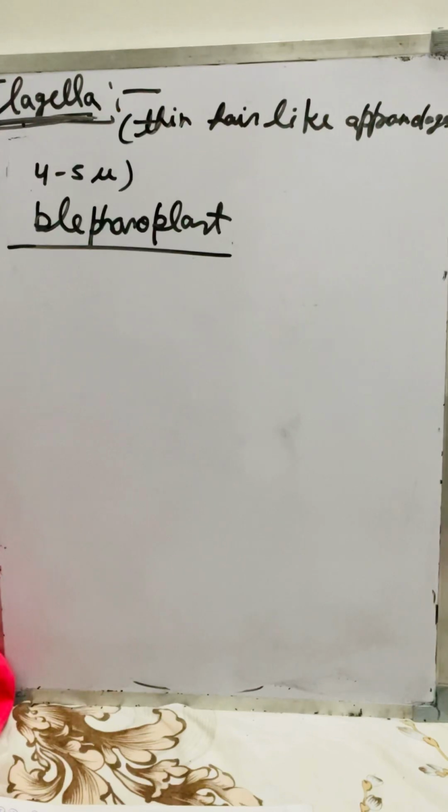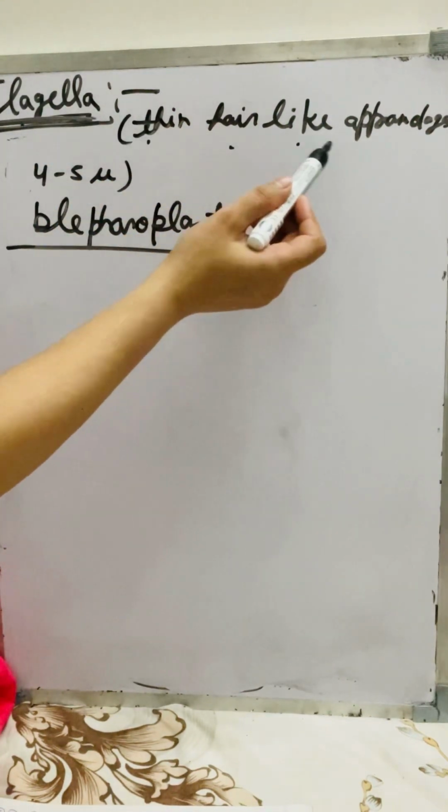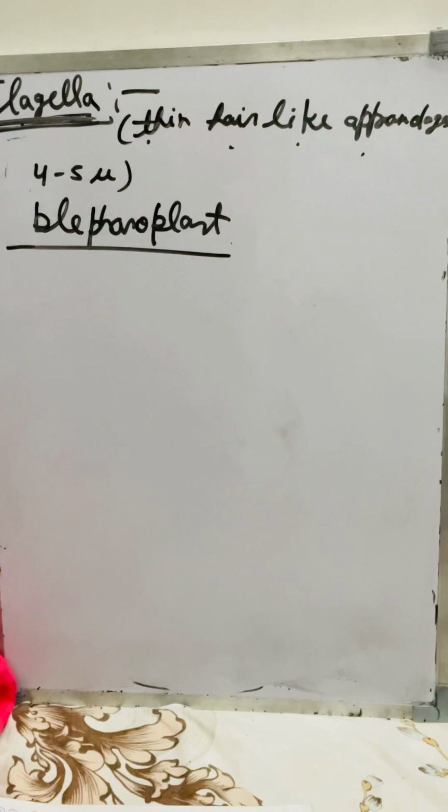Today's topic is flagella in bacteria. So what is flagella? Flagella basically is a thin hair-like appendage. These thin hair-like structures are called flagella, which are present in bacteria.